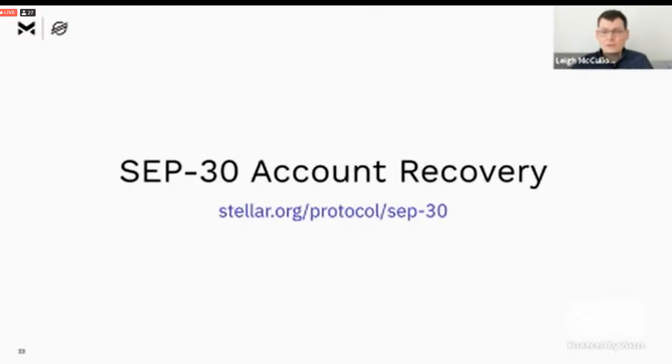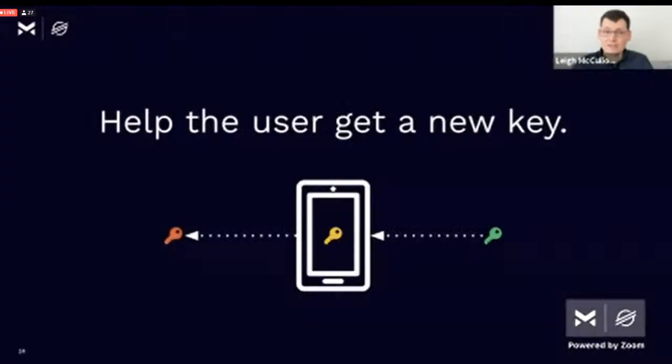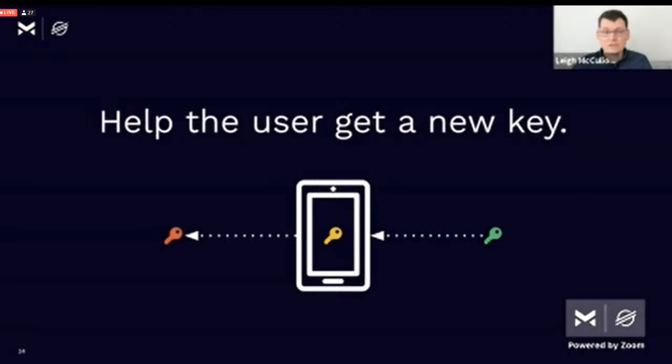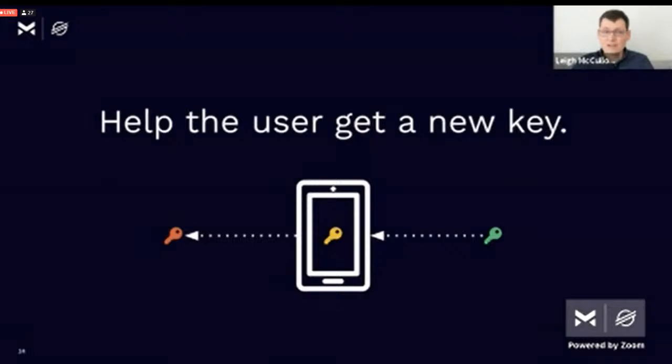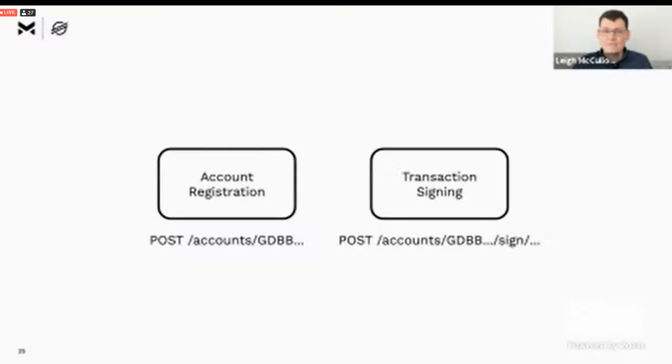So a wallet that implements CEP30 does many of the same things that other wallets do, but instead of backing up the master key, it helps the user to get a new key when they need it. It prevents the user from losing their account and not their key. The user's Stellar account doesn't change, its address stays the same, but the user's signing key changes. So CEP30 defines an API that a server implements and that a client consumes. That API includes two endpoints, one to register accounts and another to request signatures for transactions for that account.